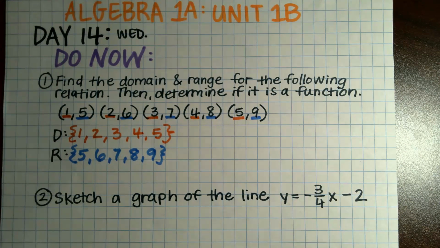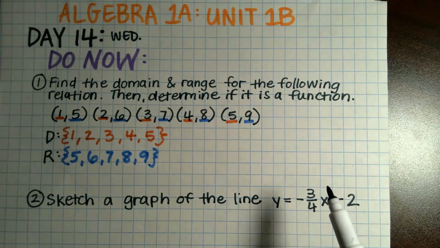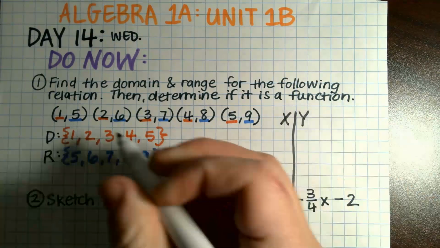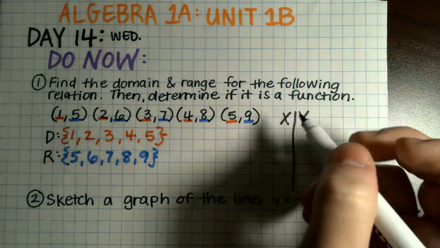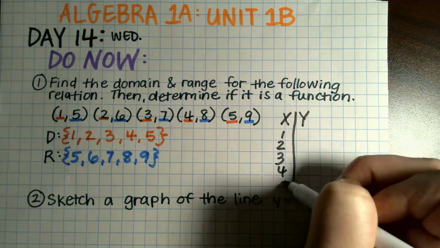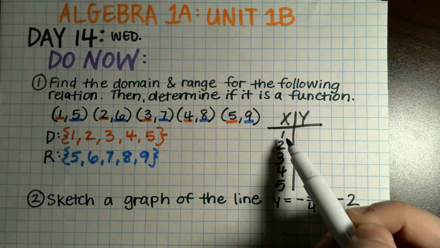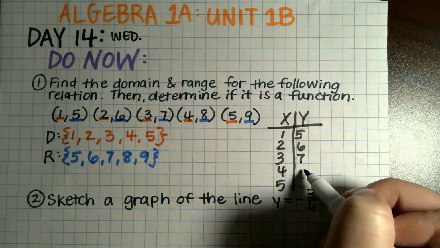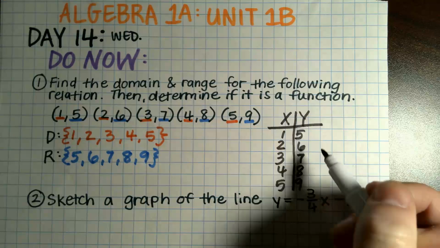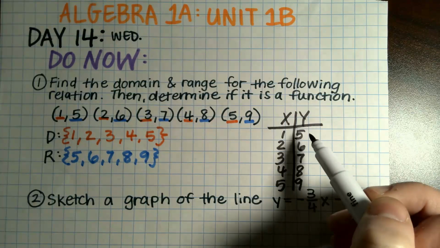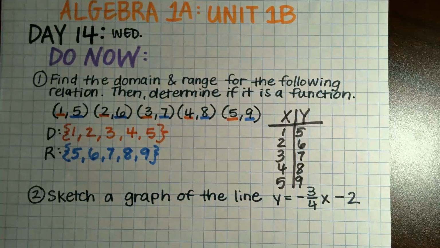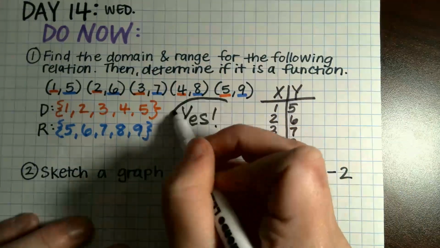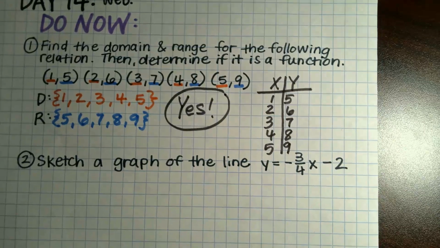So remember, if you ever want to double check if something is a function or not, we can always create that xy chart. Write down all of our x's, 1, 2, 3, 4, 5. And then we write the corresponding y's. 1 goes with 5, 2 goes with 6, 3 with 7, 4 with 8, 5 with 9. And as you can see here, every x value only has one y value. So it is a function.